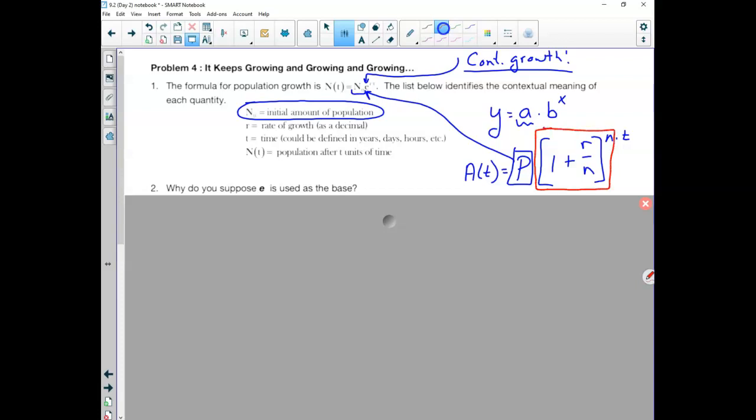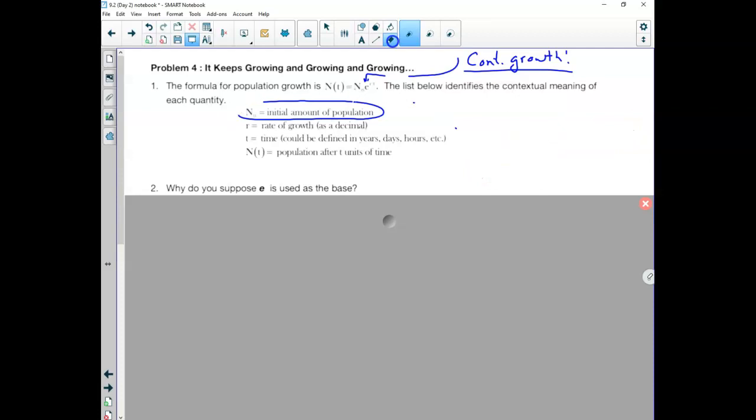But in continuous growth, all of this business, they're going to grab my r and pop it out here with my t, but all this business actually ends up turning into e when I'm thinking n going to infinity. I'm just going to leave it at that. r is my rate of growth as a decimal, and t is the time. It could be defined in years, days, or hours, etc. It just depends on what your word problem's doing, because you might be doing bacteria growth, and bacteria grows faster than population. And N of t is the population after t time.